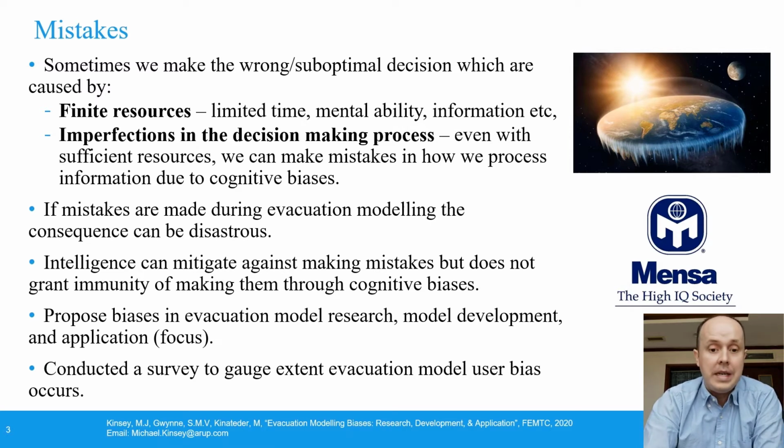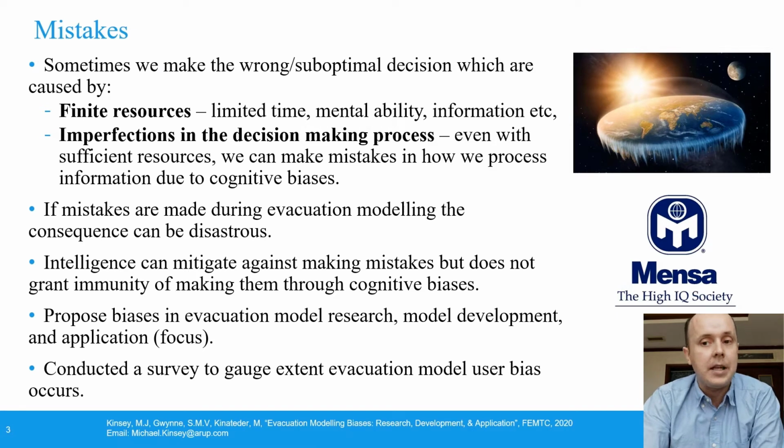It's interesting to note that intelligence can mitigate against making mistakes, but it doesn't grant immunity against making mistakes through cognitive biases. Good examples are depicted in the pictures on the right here, whereby large numbers of people still believe the earth is flat, and this is perhaps because they look out the window and that's all they can see, and perhaps there is a lack of appreciation of just how big the earth is.